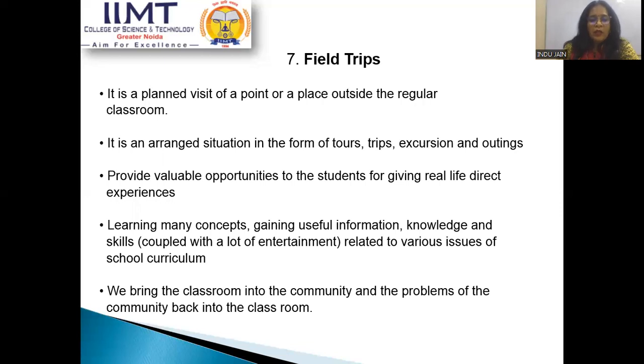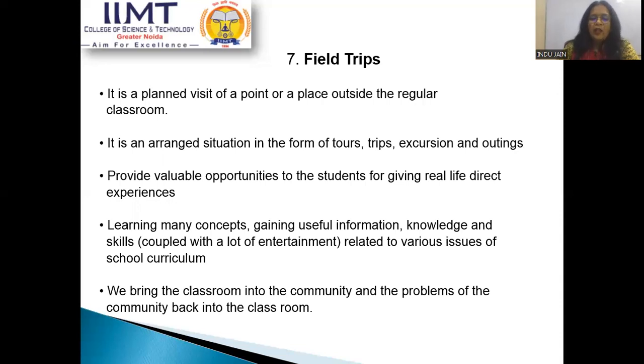Further, learning many concepts, gaining useful information, knowledge, and skills, coupled with a lot of entertainment. Yes, it is quite entertaining to visit a particular place to learn something. These skills are related to various issues of the school curriculum.